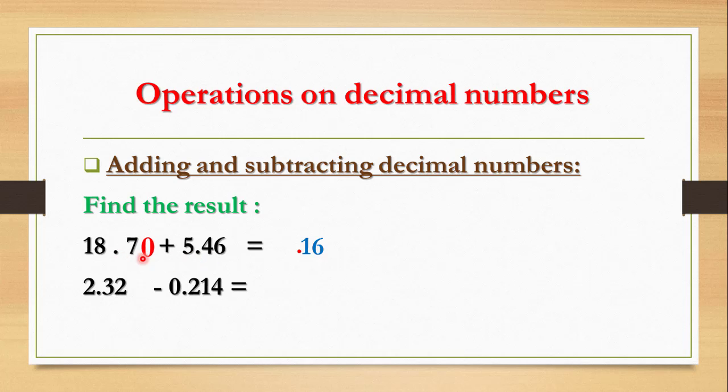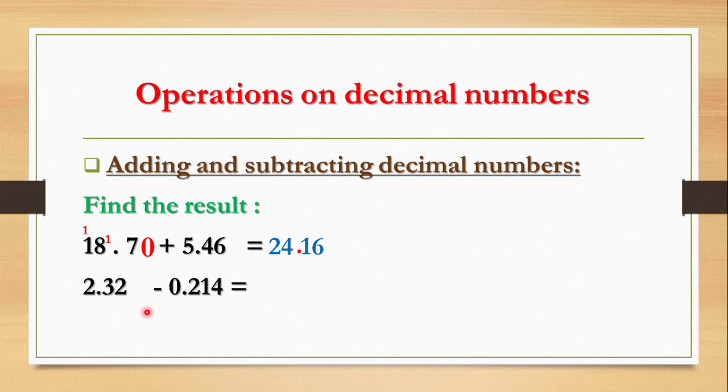Okay, now we have the decimal point. So put the decimal point. 1 plus 8 is 9. 9 plus 5 is 14. 4, and carry 1. Now 1 plus 1 is 2. So the result is 24.16.